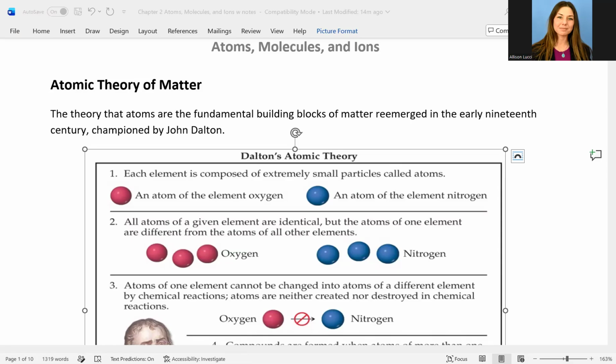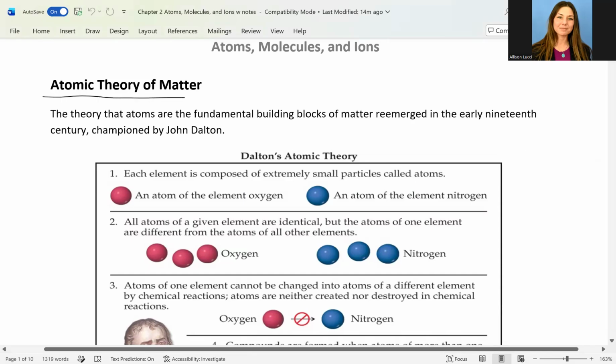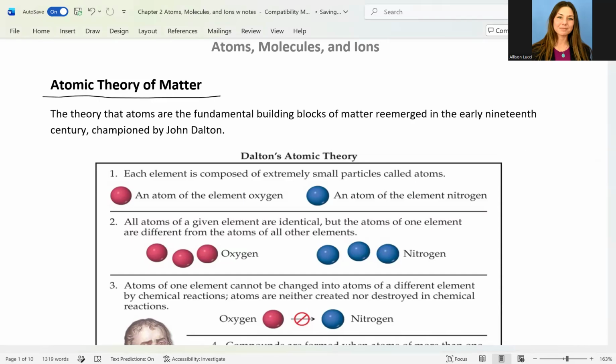In this next chapter, we're going to discuss atoms, molecules, and ions. And we'll begin with defining what the atomic theory of matter is. This is the theory that atoms are the fundamental building blocks of matter. And in the 19th century, John Dalton contributed quite a bit to this theory.